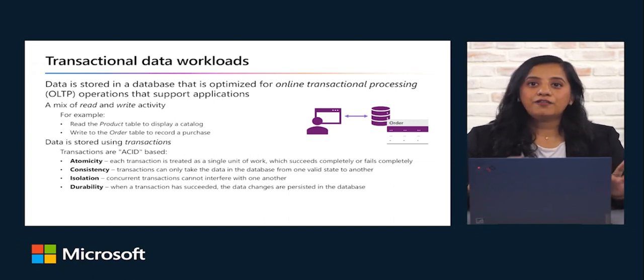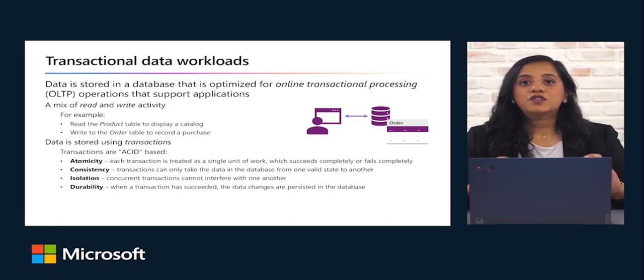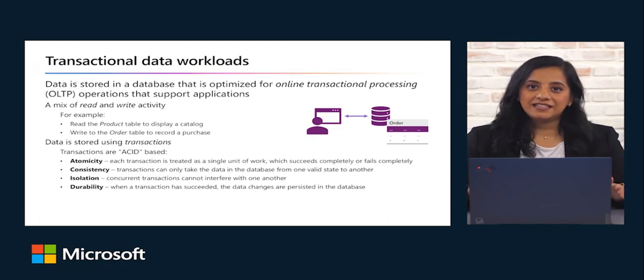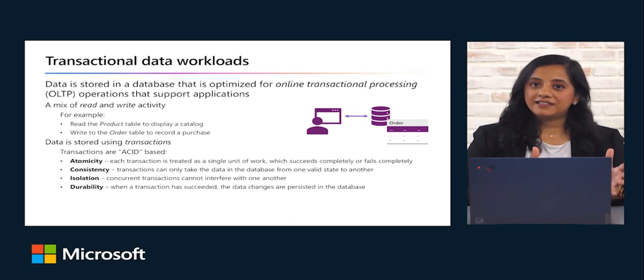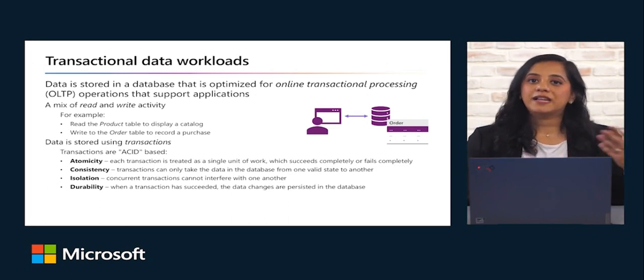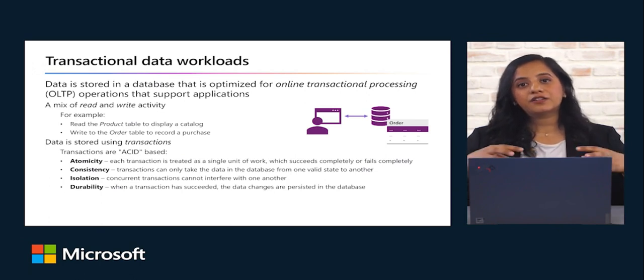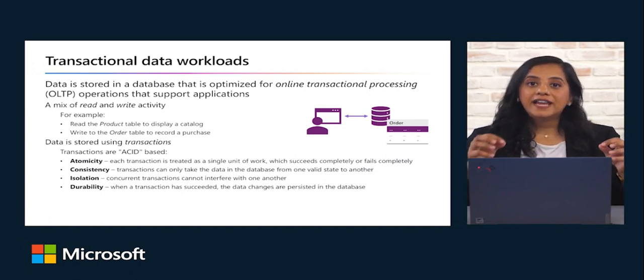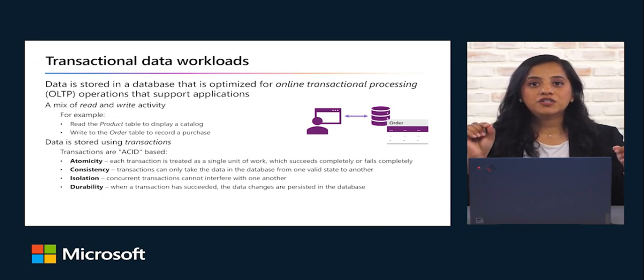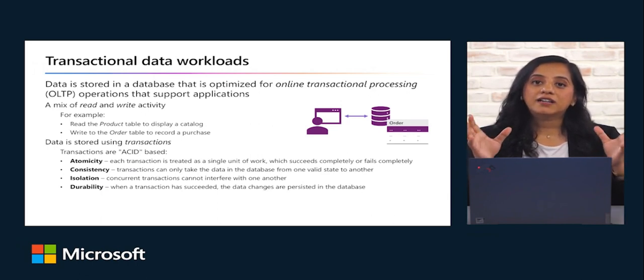Then we have C for consistency, where the transaction can only take the data in the database from one valid state to another. Let's continue the debit and credit example that we used earlier. The completed state of the transaction must reflect the transfer of funds from one account to another. If I am sending you $100, you are also getting the same amount. The changes that are debited and credited are both consistent.